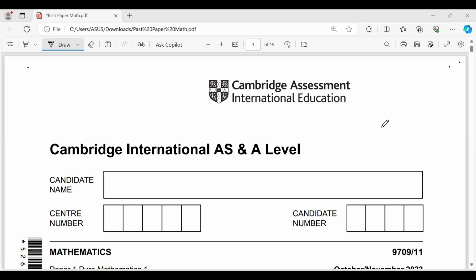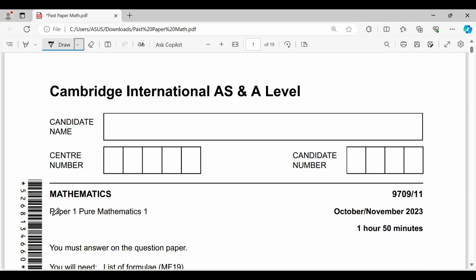In this video, I'm going to discuss how you find the solutions of a mathematics past paper of Cambridge, Cambridge International AS and A-Level past paper. This is Paper 1, Pure Mathematics 1, October-November 2023, 970911, the code.